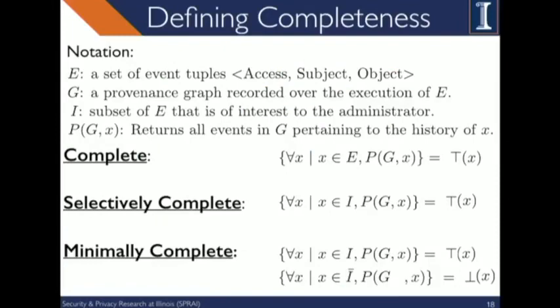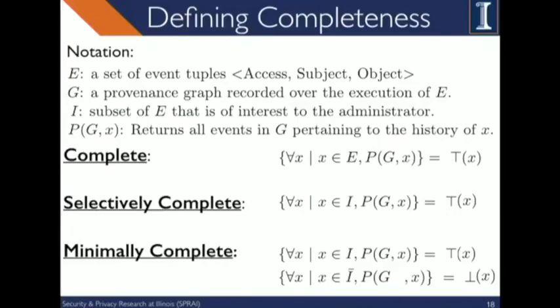Now we need to figure out how we actually do this. What is formally the goal that we're trying to provide when we say I want to collect everything I need and nothing that I don't? So for that, we're going to need to introduce a little bit of notation and define a couple of formal properties.